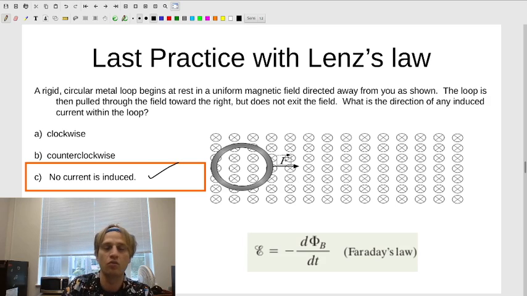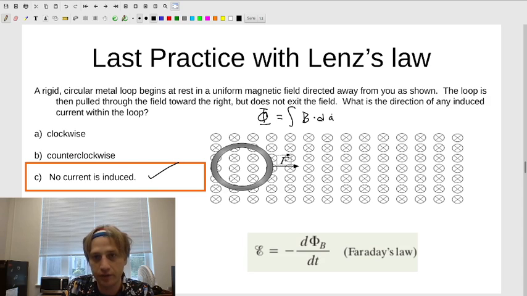Why not? Well, the reason why not is that this field is constant, and so the flux, remember the flux is just the integral of B dot dA. So it's going to, in this case, be pointing into the board, and that surface integral is not changing over this surface inside the ring because the magnetic field is constant. Okay, so because the flux is not changing, there's no change in it in time. No voltage is induced.